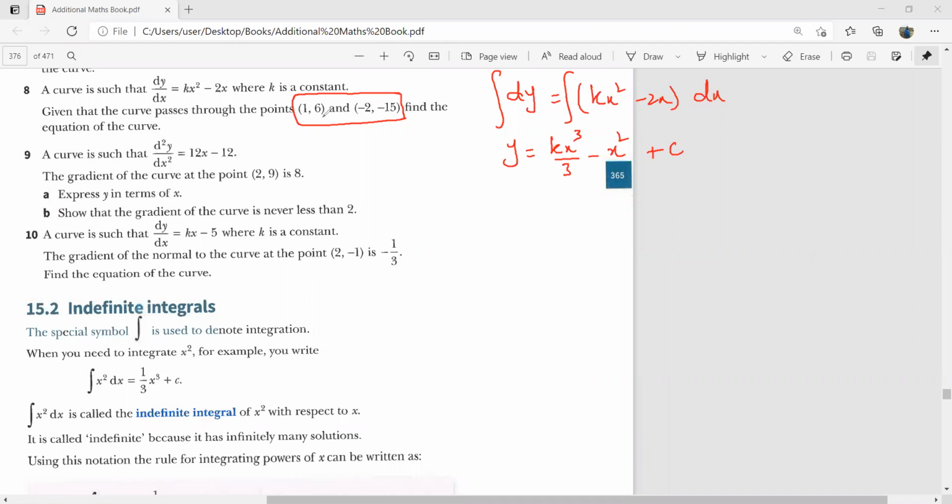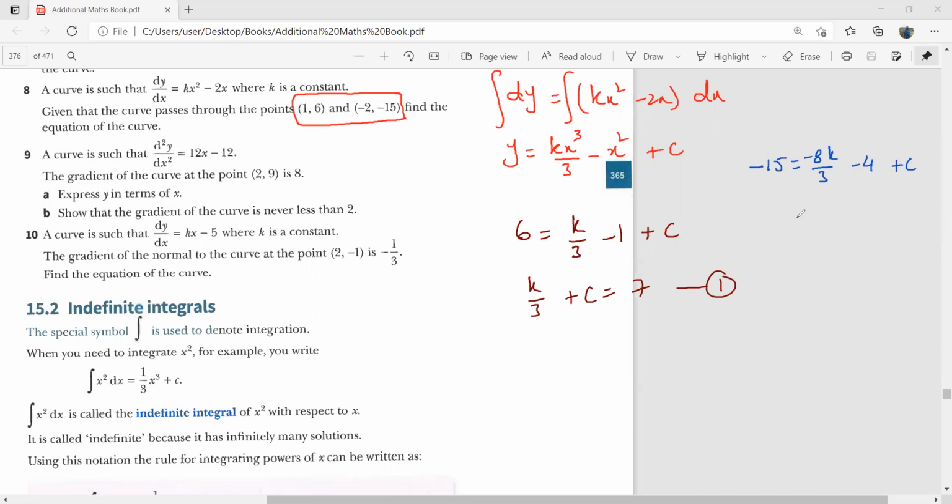Okay, I'll first of all use this point 1, 6. I'll have 6 equal to k over 3 minus 1 plus c. This is going to be k over 3 plus c equal to 7. That is my equation number 1. And then I'll be using the second point, minus 2, minus 15. So that will give me minus 15 equals minus 8k over 3, and then I have minus 4, and then I have plus c.